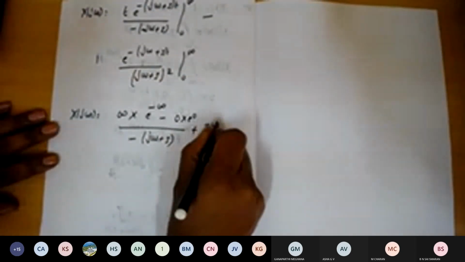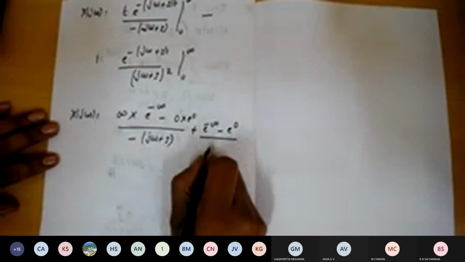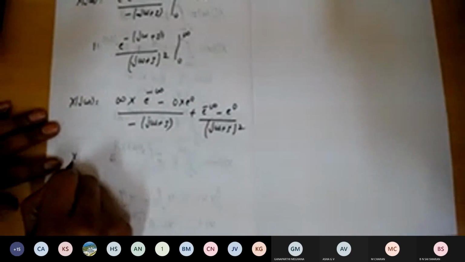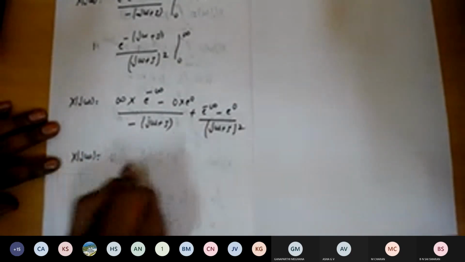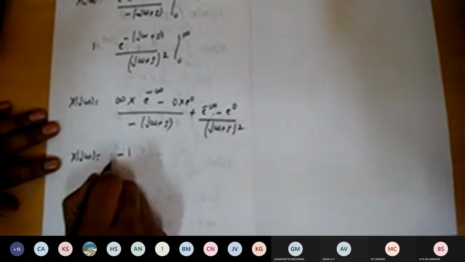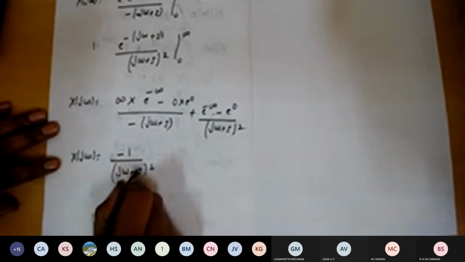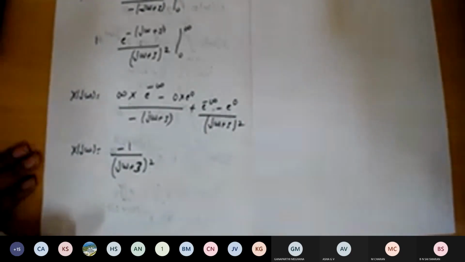Right. So let us apply the limits to the second term. The upper limit t, I substitute with infinity, giving e^(-infinity), minus the lower limit e^0, divided by (jω+3) the whole square. So we get X(jω) equal to 1 divided by (jω+3) the whole square, since e^0 is 1 and the two minus signs cancel.